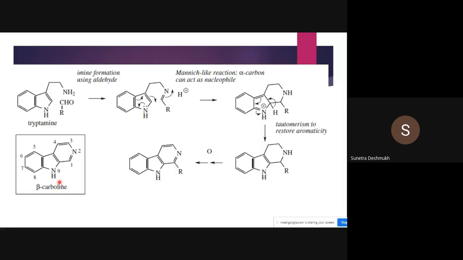So here is the structure, and so many alkaloids we are now going to synthesize from this beta carboline, or we can say some alkaloids contain this beta carboline as a basic moiety. So pay attention to how the numbering has been given to this beta carboline compound.